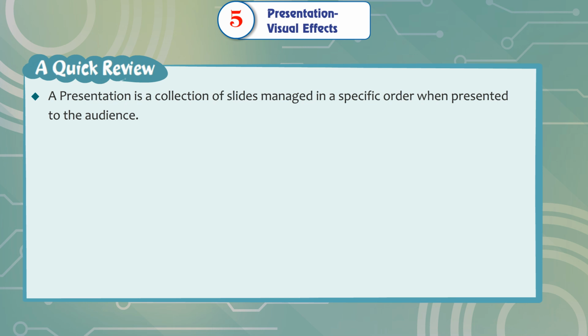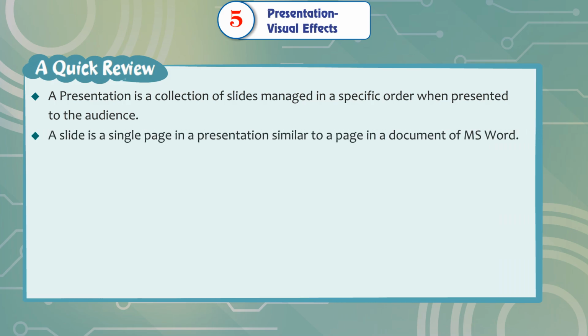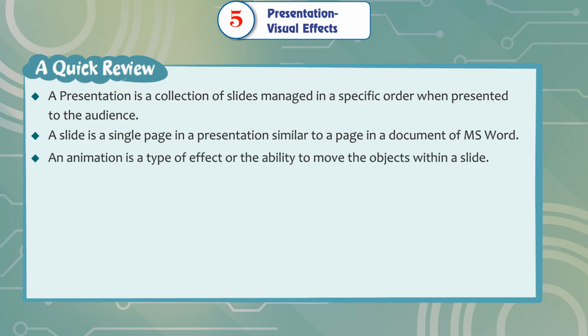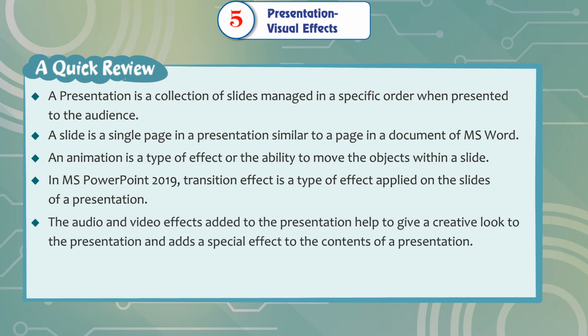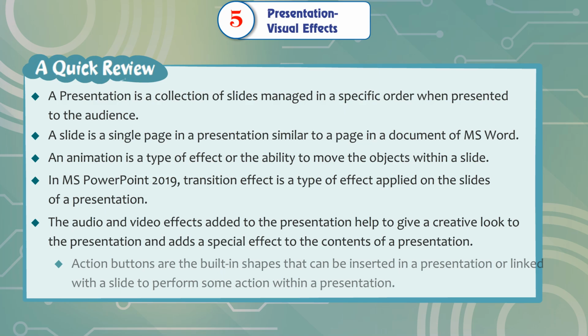A presentation is a collection of slides managed in a specific order when presented to the audience. A slide is a single page in a presentation, similar to a page in a document of MS Word. An animation is a type of effect or the ability to move the objects within a slide. In MS PowerPoint 2019, transition effect is a type of effect applied on the slides of a presentation. The audio and video effects added to the presentation help to give a creative look to the presentation and add a special effect to the contents of a presentation.